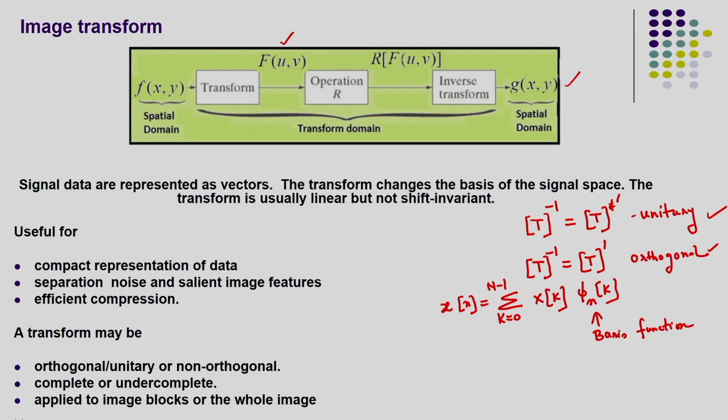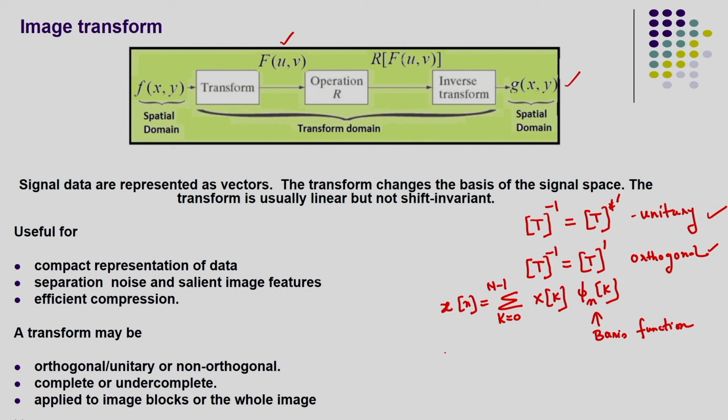This is the basis function. So my input data, that is the input vector, is represented like this: xn is equal to xk. That means I am doing some transformation xk, and the basis function is this. In this case, k is equal to 0 to n minus 1.